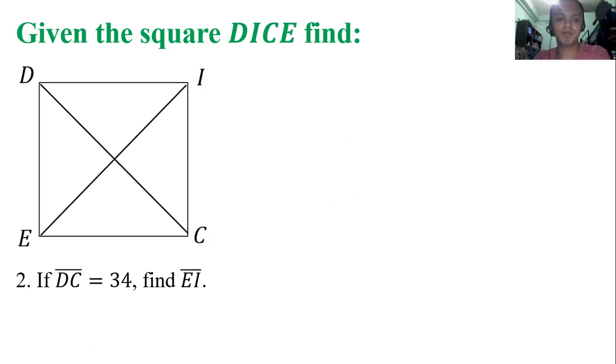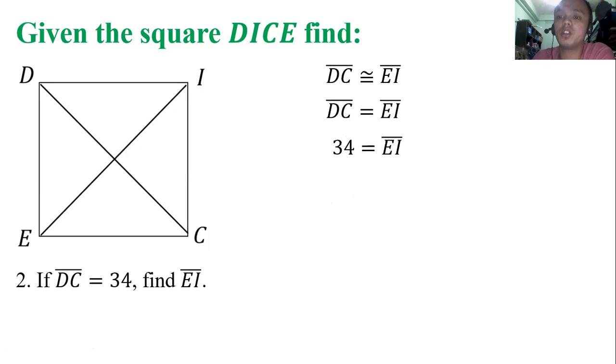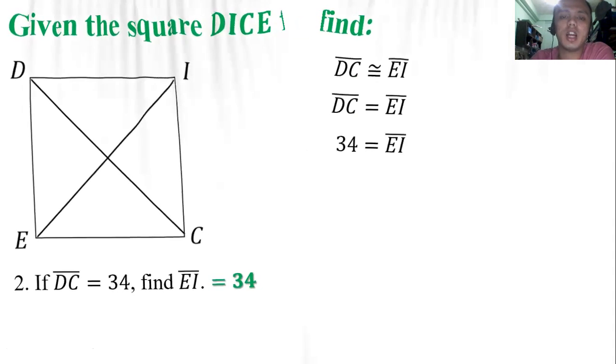Okay? Next, if DC is 34, find EI. Again, DC and EI are congruent and DC and EI are equal. If your DC is 34, therefore your EI is also 34. Okay? That's it.